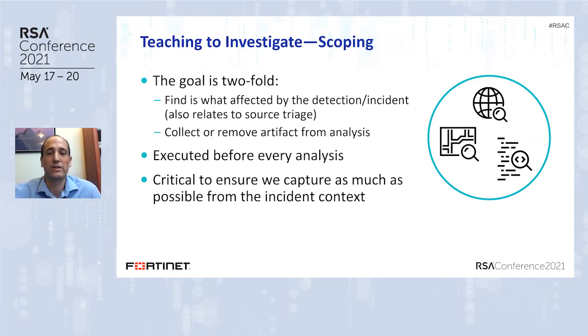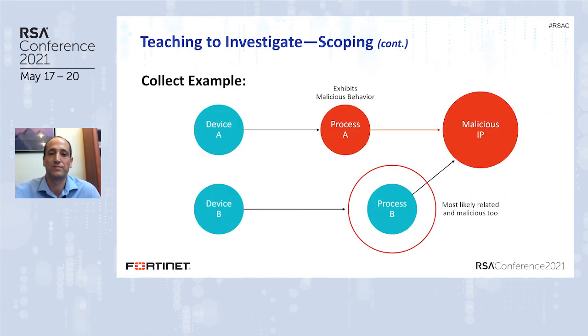Okay, scoping. As I mentioned, it has two main goals and stages in a way. First, the goal is to find what the incident affected. This will also allow us to triage the source, and we will see how it works later. And at this stage, we will also collect and remove artifacts, which allow us to get a better classification for the entire incident. As mentioned, it is executed before every analysis, and it is critical to ensure that we get the right context for the incident.